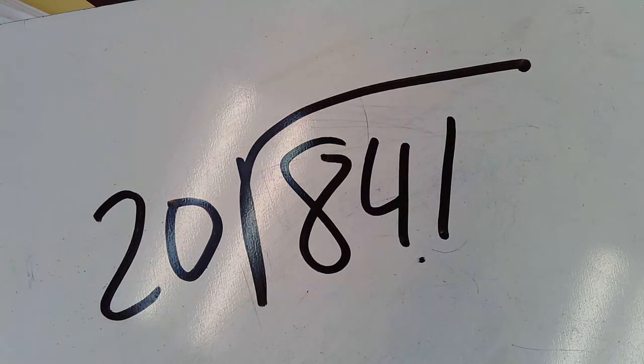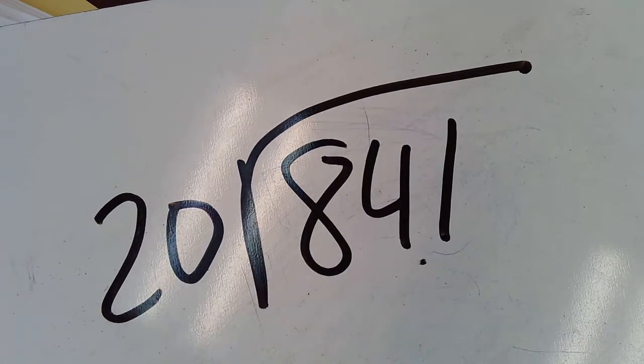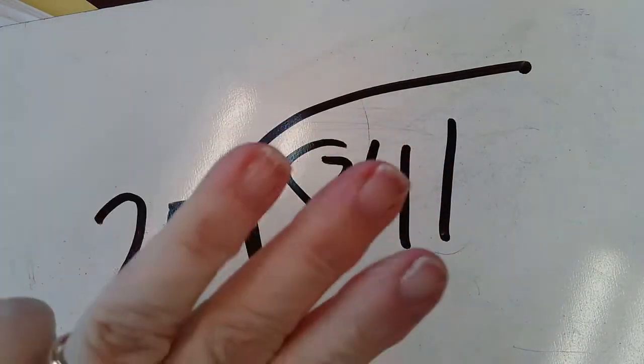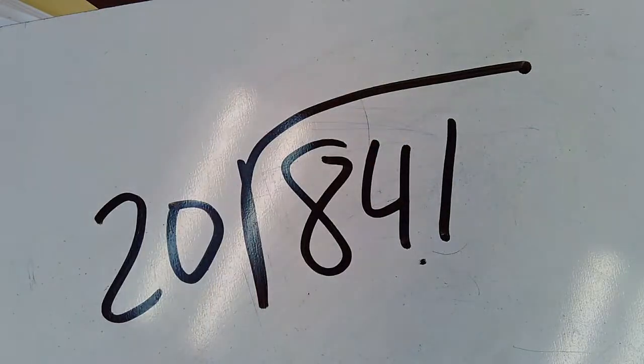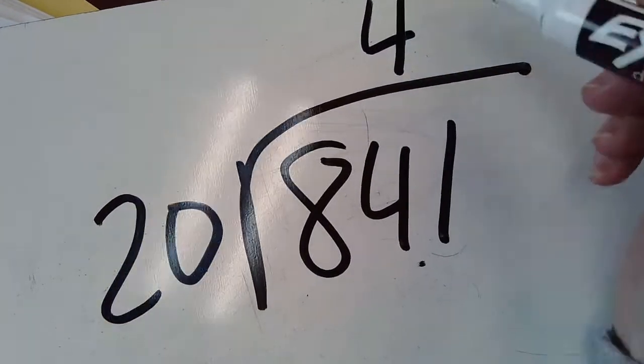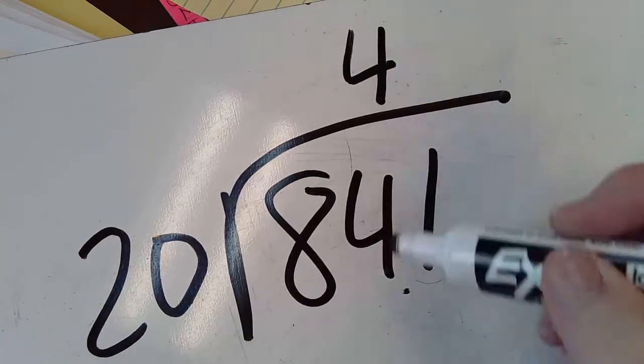You can count by 20s. And you can also think about how many times 2 will go into 8. That would be a clue. But if you count by 20s, you get 20, 40, 60, 80. So that's 4. 20 will go into 84 4 times, and the 4 goes right there. So that's your divide. We're going to have tens.